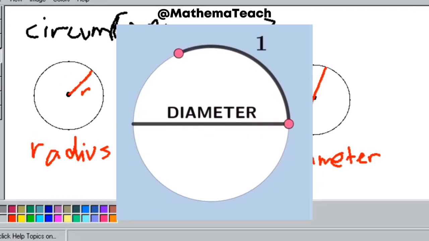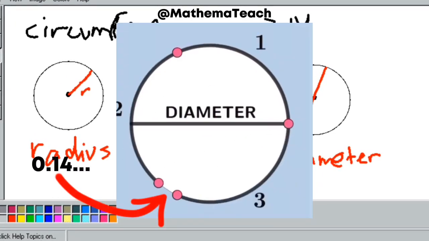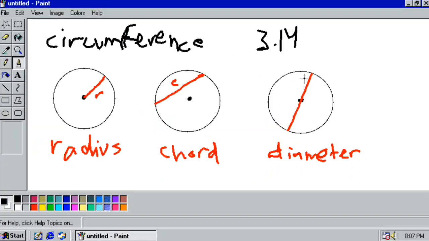It takes about 3.14 diameters to go all the way around a circle. The exact number is what we call pi. We use this symbol to represent pi. It takes pi diameters to equal the circumference, and it takes 2 pi radii to equal the circumference.